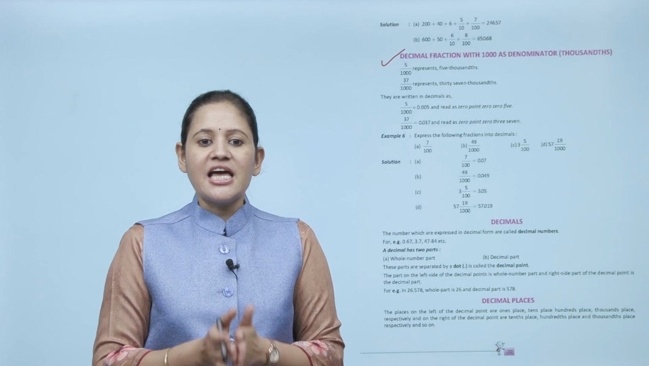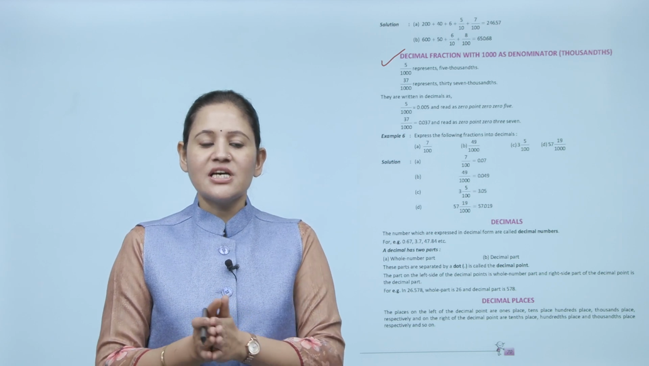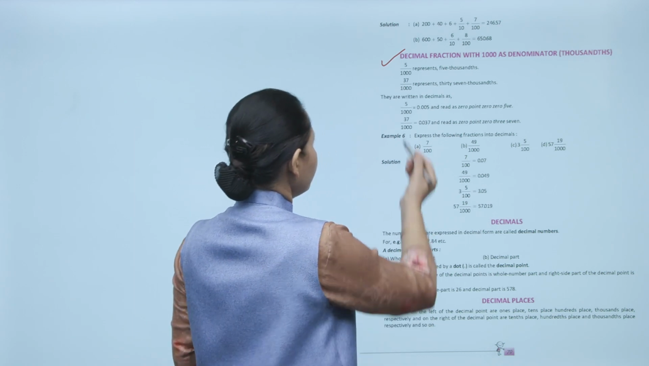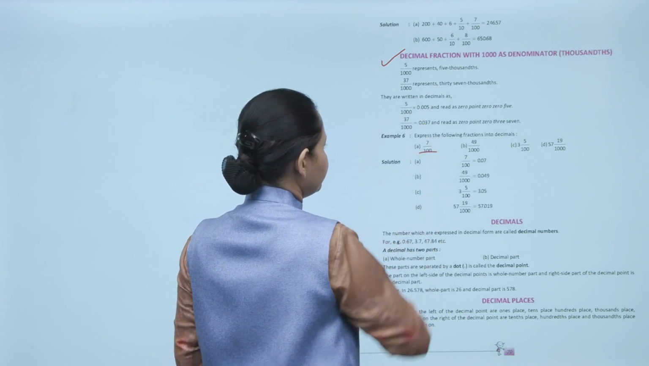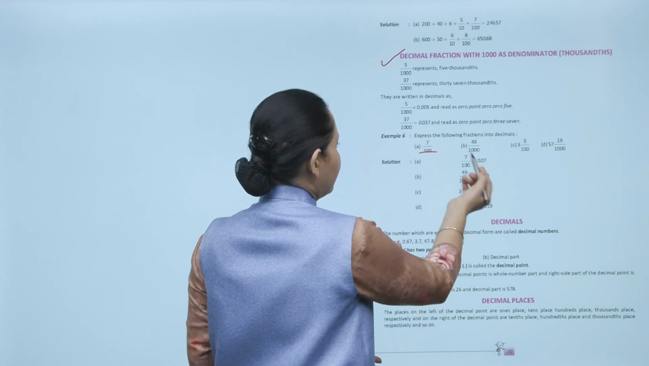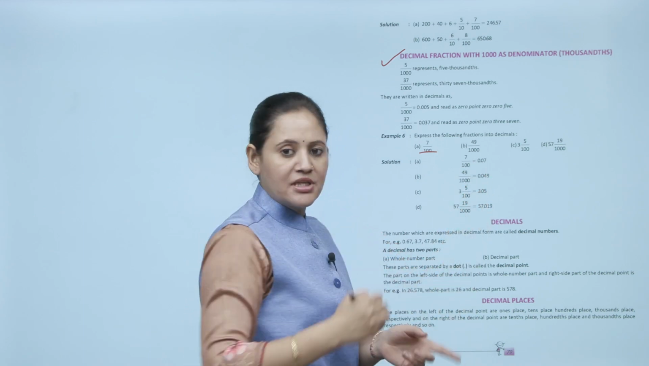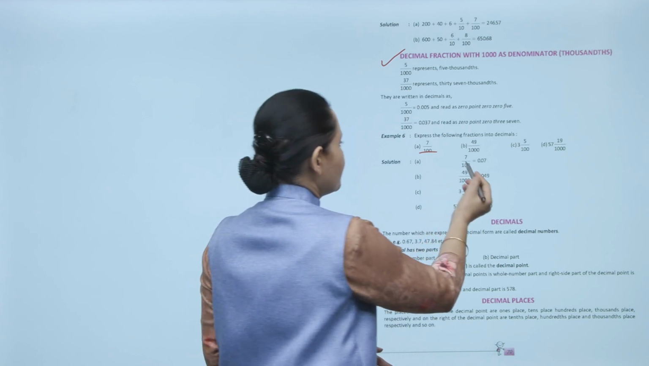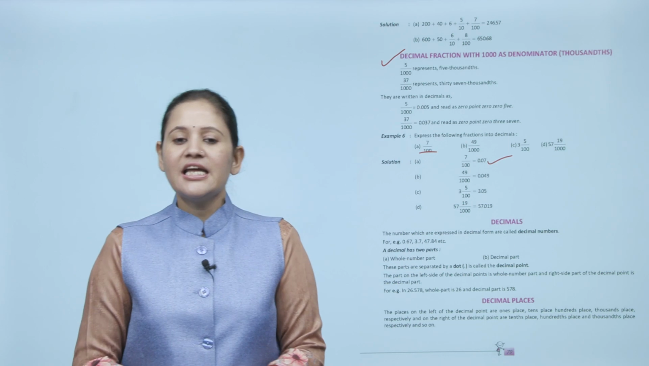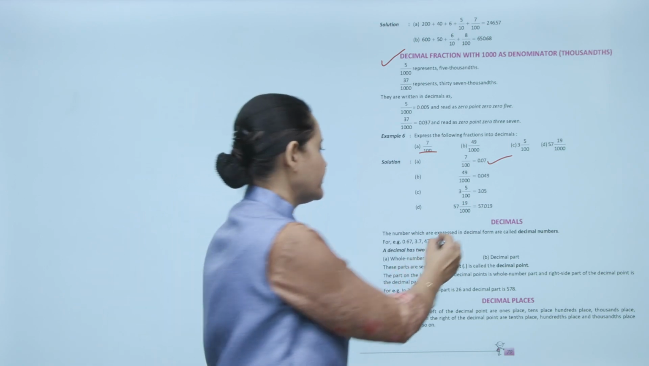Example 6. Express the following fraction as a decimal. 7 upon 100. So the denominator is what? 100. 7 upon 100, 2 zeros हैं. That means right hand side से count करेंगे, after 2 digits we will place the decimal. So 0.07. Clear? Next is decimals.